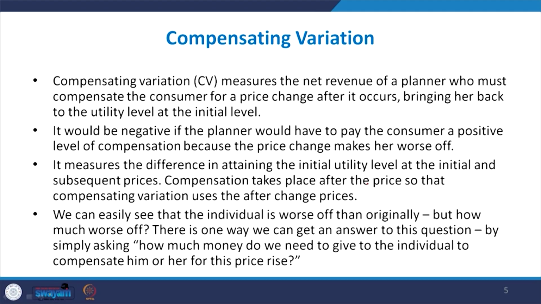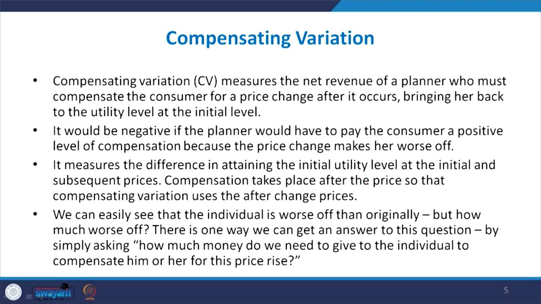It would be negative if the planner would have to pay the consumer a positive level of compensation because the price change makes her worse off. It measures the difference in attaining the initial utility level at the initial and subsequent prices. Compensation takes place after the price change, so the compensated variation is used after the change in the price. We can easily see that the individual is worse off than the original, but how much worse off?